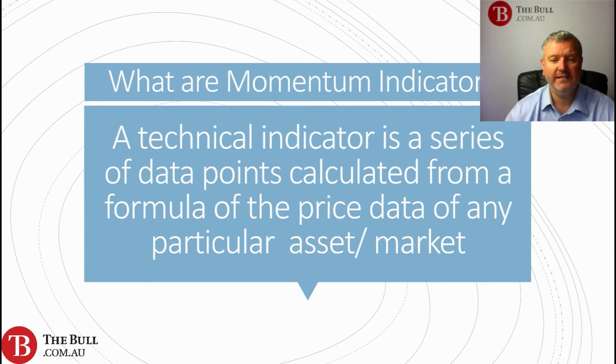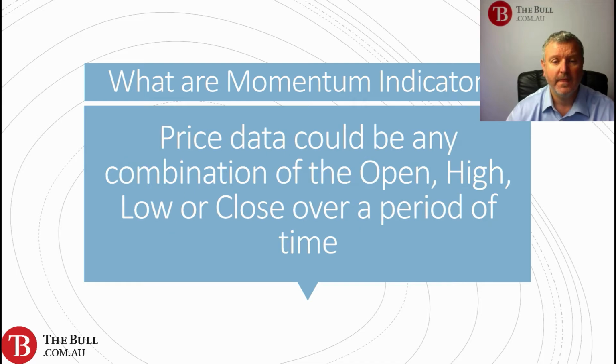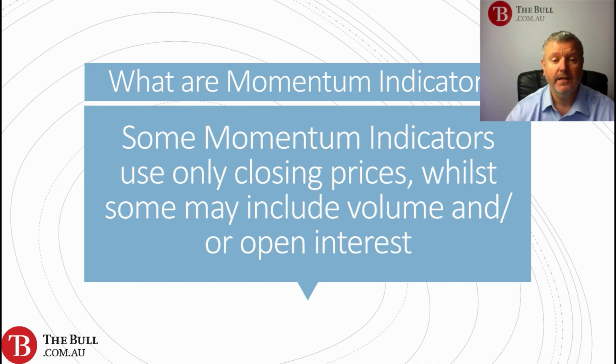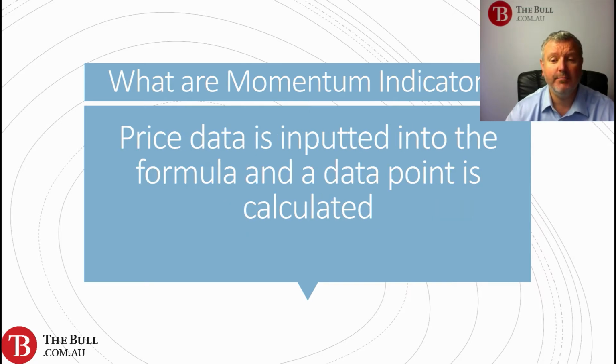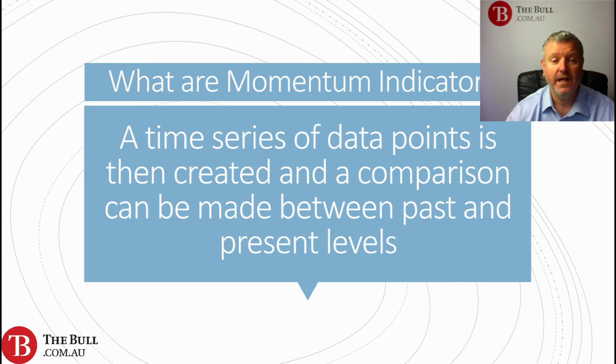So first of all, what are momentum indicators and oscillators? These are technical indicators with a series of data points calculated from a formula of the price data of any particular market or asset. Price data could be any combination of the open, the high, the low, or the close over a period of time. Some momentum indicators use only the closing prices, whilst others may also include other data, including volume and/or open interest. Price data is inputted into the formula and a data point is then calculated.